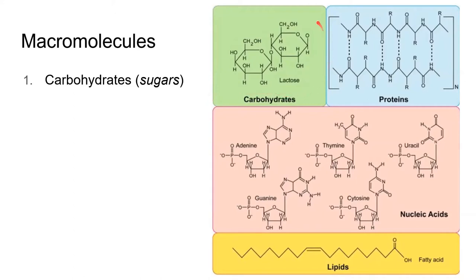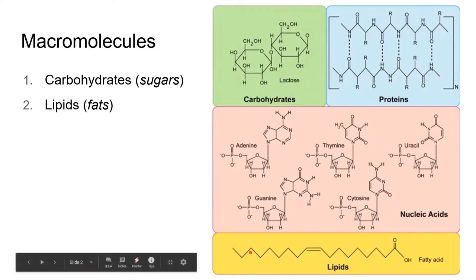Carbohydrates in the human body specifically are normally used for short-term energy. So when you need a quick burst of energy, like going for a sprint or lifting weights, you will use your carbohydrates. Lipids are the long-term energy in the human body.